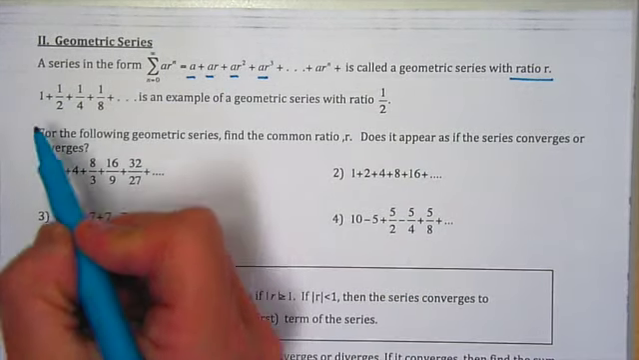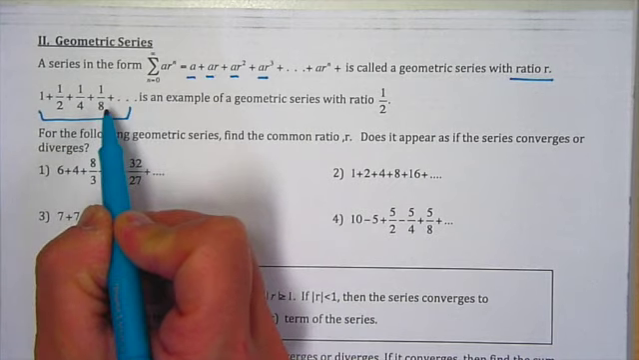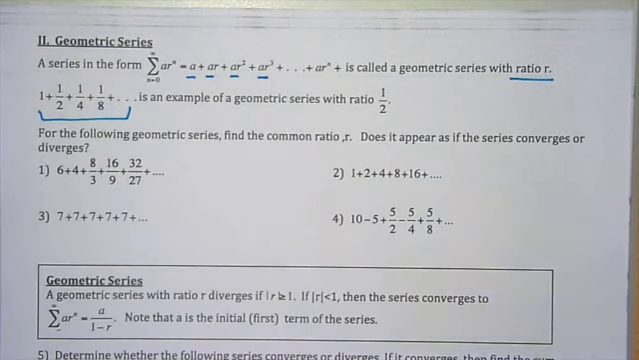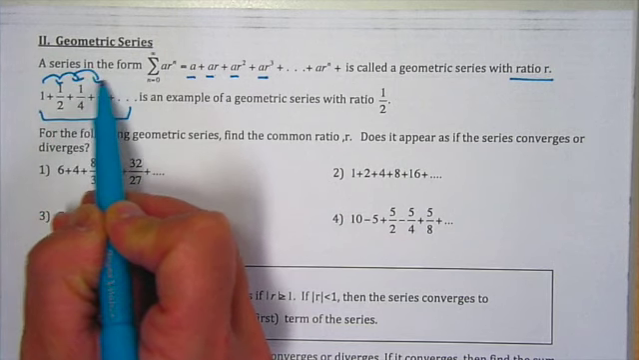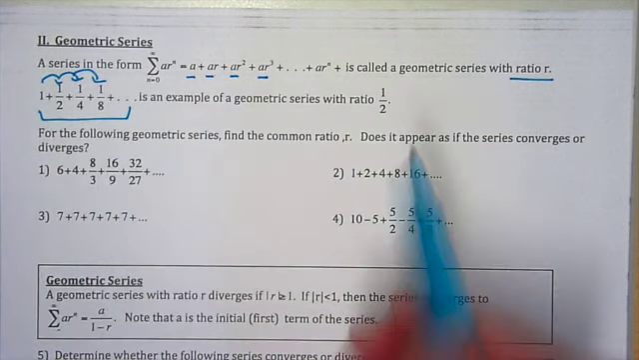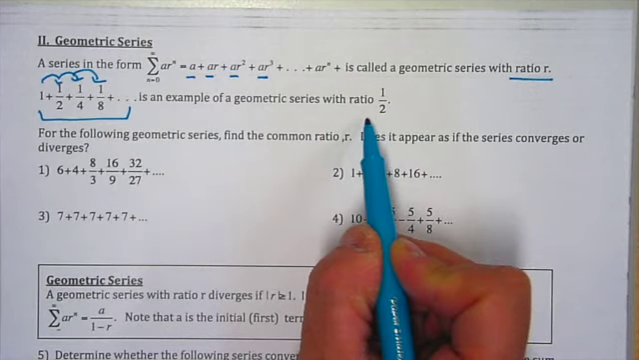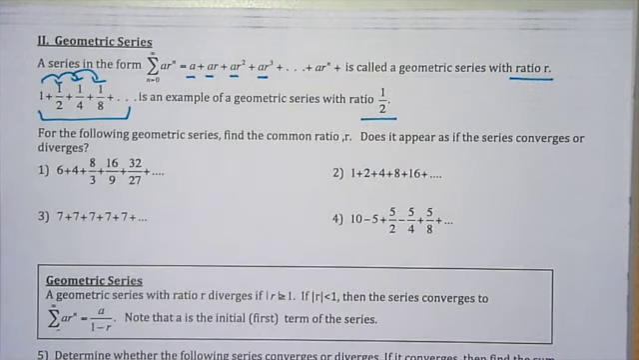So for example, this is a series. A series just is an addition of numbers. And notice you are multiplying by 1/2 every single time to get to your next number. So this is a geometric series with a common ratio of 1/2.